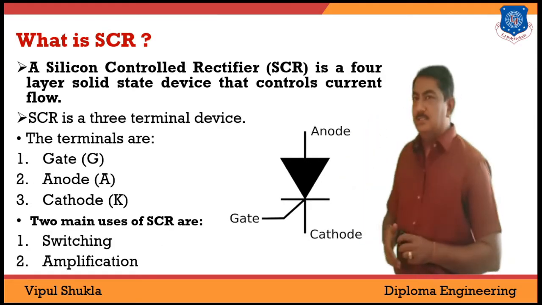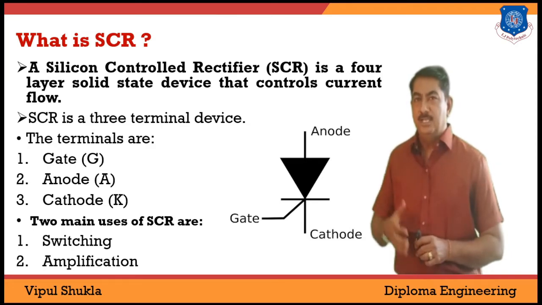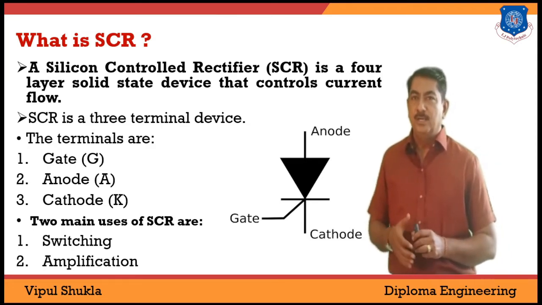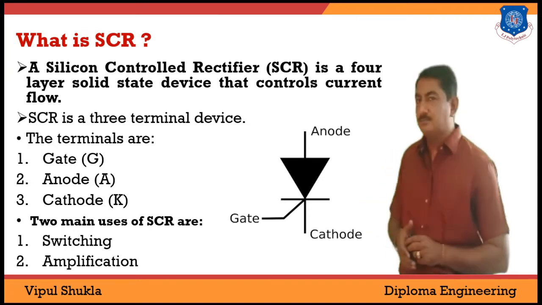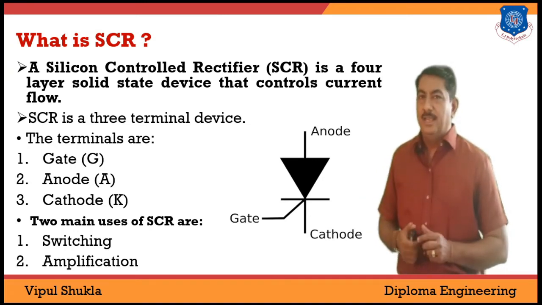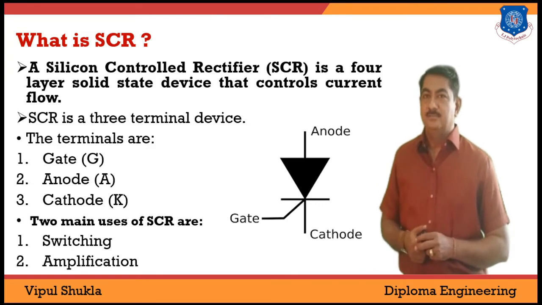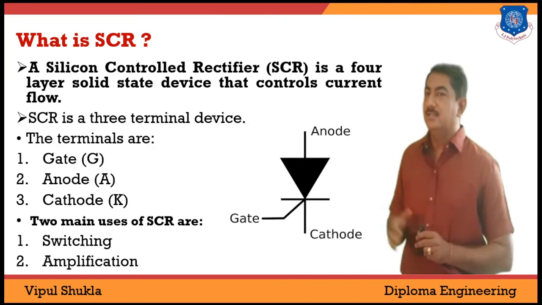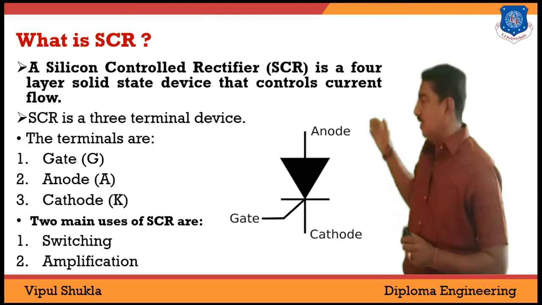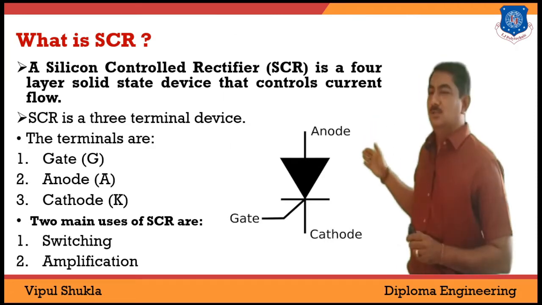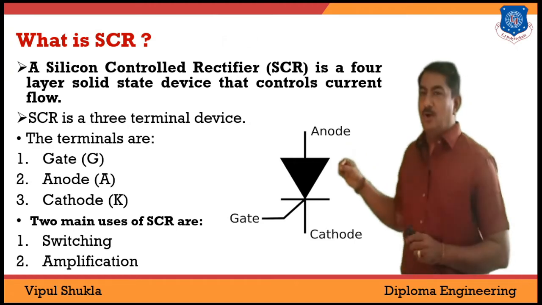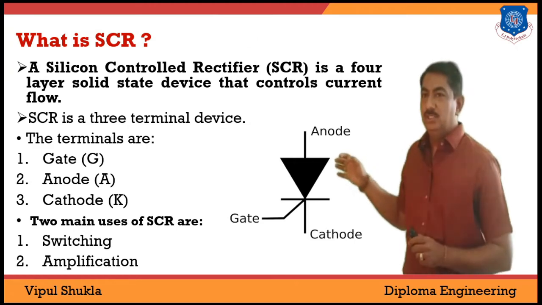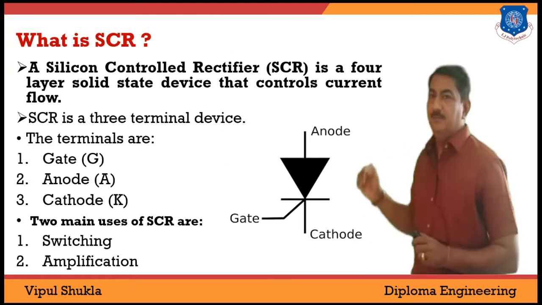Next, what is silicon controlled rectifier? A silicon controlled rectifier is a 4-layer solid state device that controls current flow. SCR is a 3-terminal device and the 3 terminals are gate, anode, cathode. And the 2 main uses of SCR are switching and amplification.